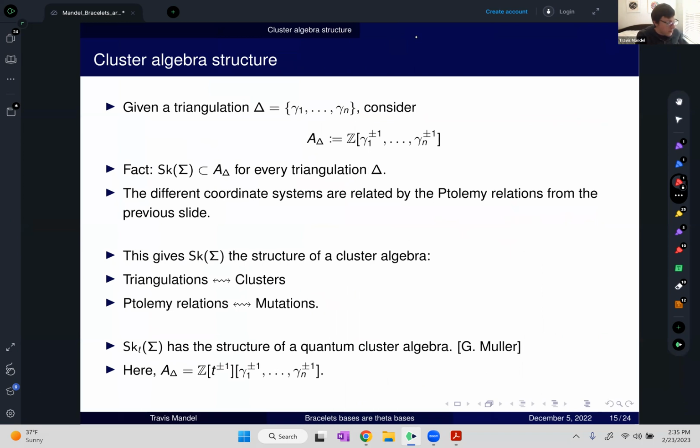So this gets us to the cluster algebra structure. Given a triangulation delta, consisting of arcs gamma 1 through gamma n, we can consider this algebra Z adjoined gamma 1 to the plus or minus 1, and so on, up to gamma n to the plus or minus 1. This is a torus algebra, because the spec of this would be an algebraic torus.